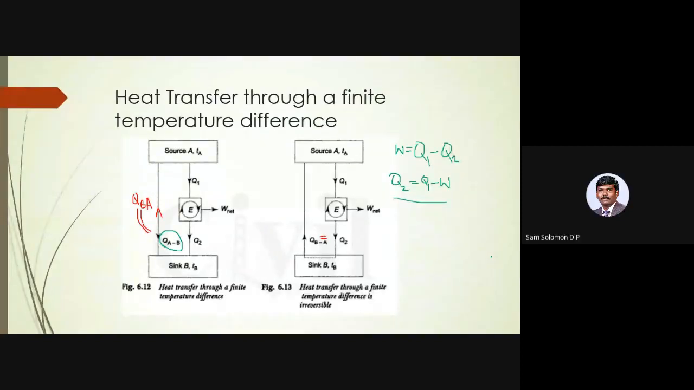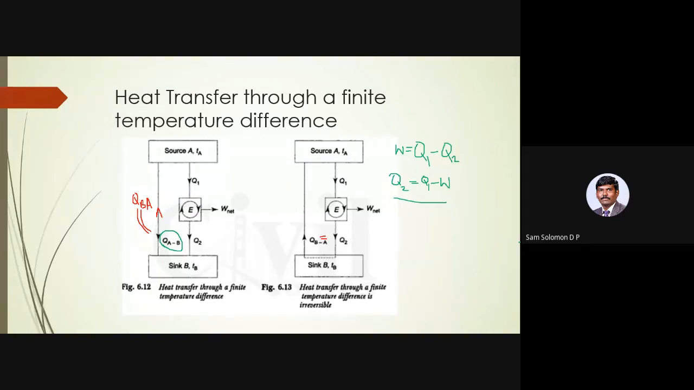Okay, but we have assumed that it is a heat engine. That was our assumption. But the moment you say W equal to 0, that assumption is violated. So whatever assumption we are taking is wrong. So we said that the heat transfer through a finite temperature difference is reversible. Because it is violating the assumption, we come to a conclusion that heat transfer through a finite temperature difference is not possible. So that is irreversible.